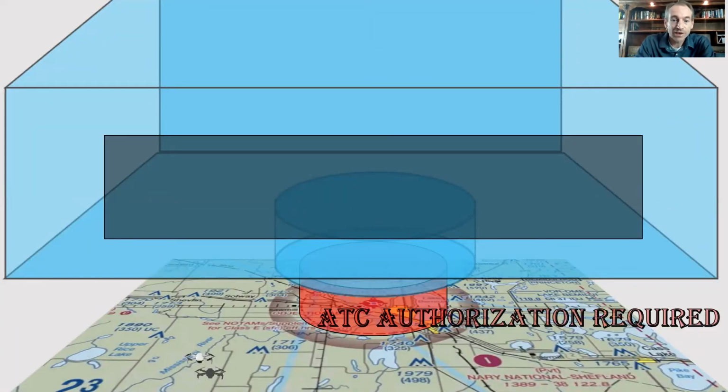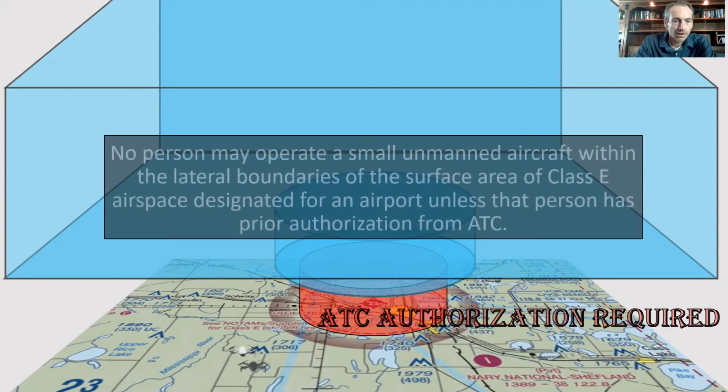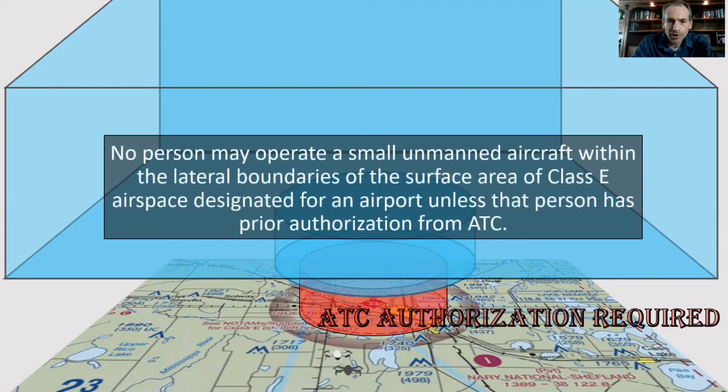ATC authorization is going to be required for surface areas of Class E. No person may operate a small unmanned aircraft within the lateral boundaries of the surface area of Class E airspace designated for an airport unless that person has prior authorization from ATC.